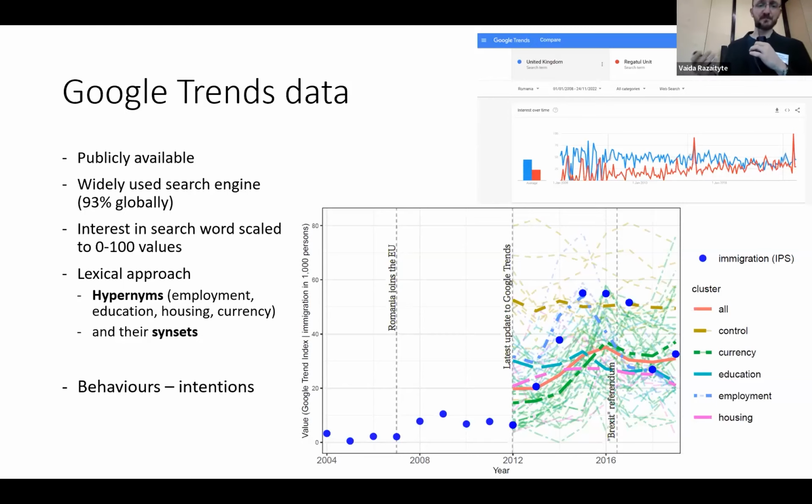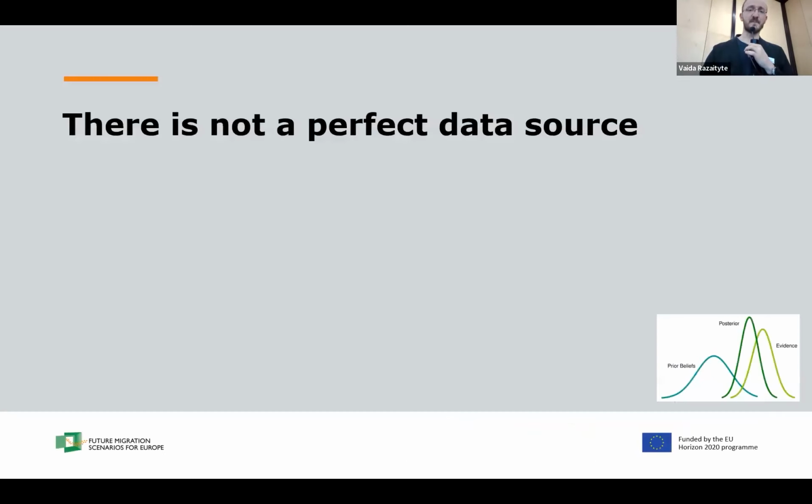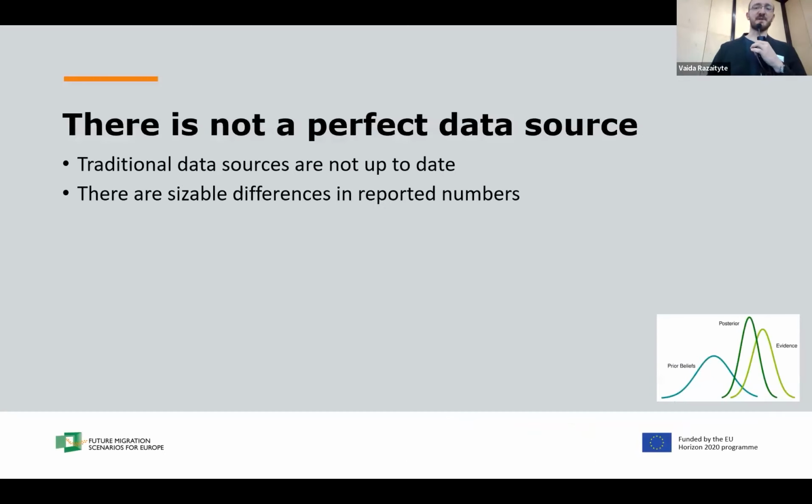However, this Google Trends data doesn't measure migration, it captures behaviors or intentions. And now there's a question: how long in advance do you search for a move, whether your intentions realize, and so on. So this is not a data set that can be used alone, it can be used in combination with other data sources. So there's no perfect data source.